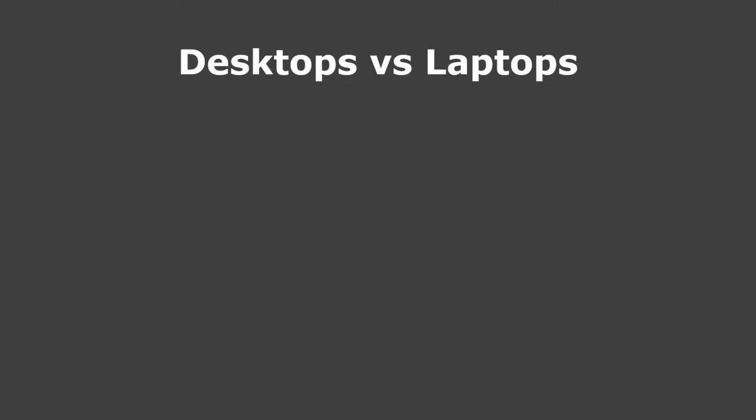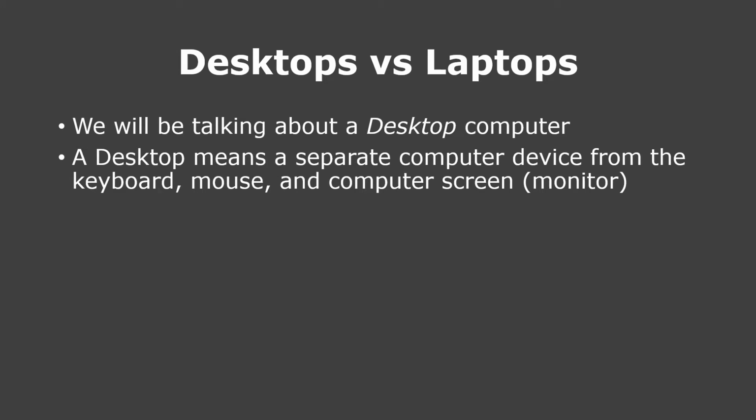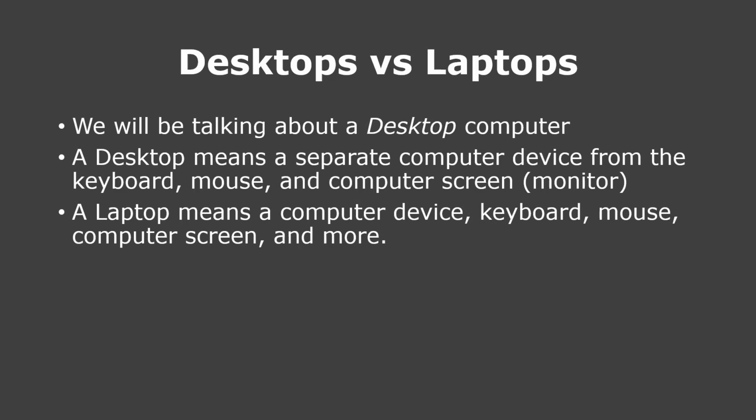Real quick, just in case, the scenario in this video will be talking about a desktop computer. In case any of the viewers are unfamiliar with what that means, it usually means that there is a separate computer device that connects to power, a keyboard, a mouse, and a computer screen, also known as a monitor, so that you can control and view the computer. A laptop computer is a computer device, keyboard, mouse, and screen all in one. There are several computers out there, such as the iMac and all-in-one computers, that bend the definition of desktop computer a little bit, but not by much.